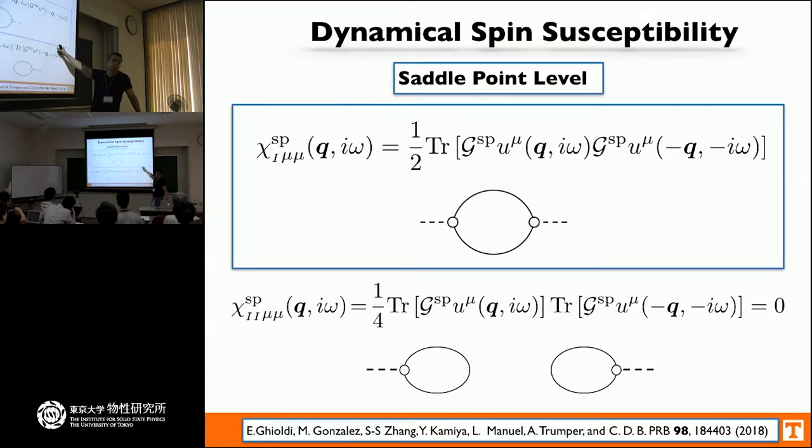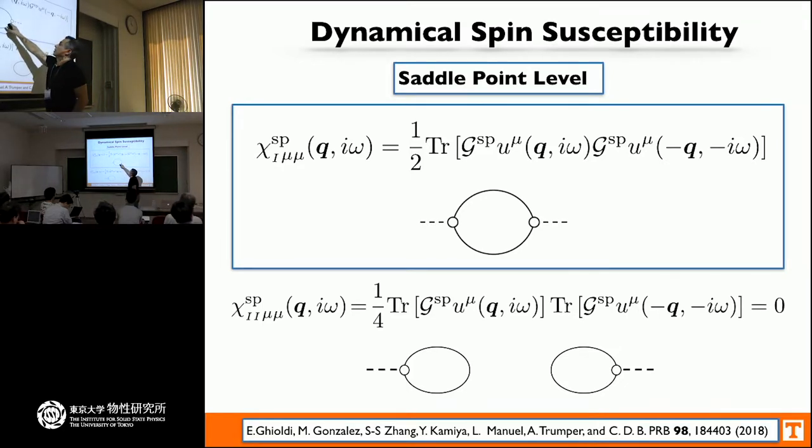So this is the connected part, right, but there is also a disconnected part. That looks like this, diagrammatically, it's the product of these two traces. Of course, this contribution is zero, because the expectation value of S of Q and omega for our ground state, even for the magnetically ordered state, is zero. So the only non-zero contribution that we have at the saddle point level comes from here.